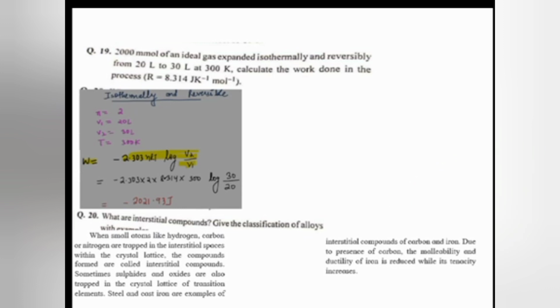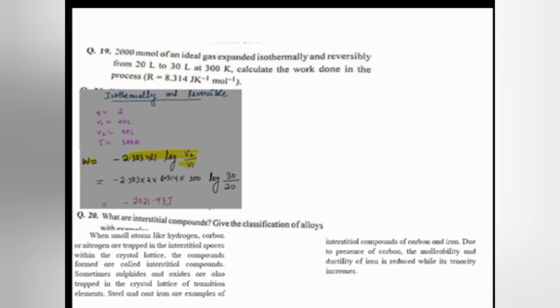Next question. 2000 millimoles of an ideal gas expand isothermally and reversibly from 20 liter to 30 liter at 300 Kelvin. Calculate work done for the process. Simply, work done for a reversible process is minus 2.303 nRT log of V2 upon V1, and your answer is minus 2021.93 joule.